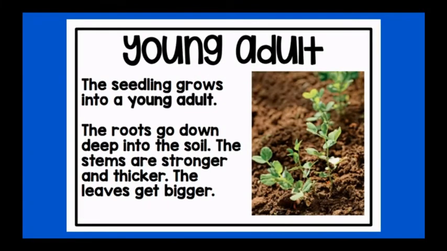Young adult. The seedling grows into a young adult. The roots grow down deep into the soil. The stems are stronger and thicker. The leaves get bigger.